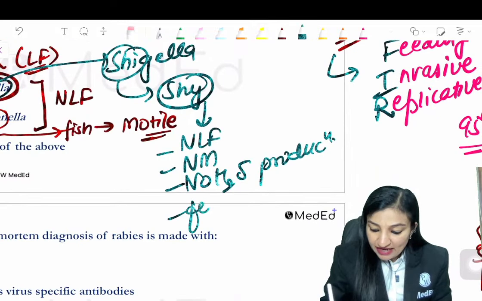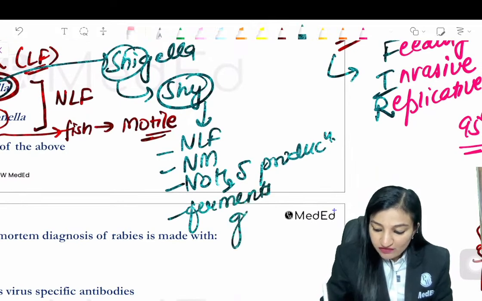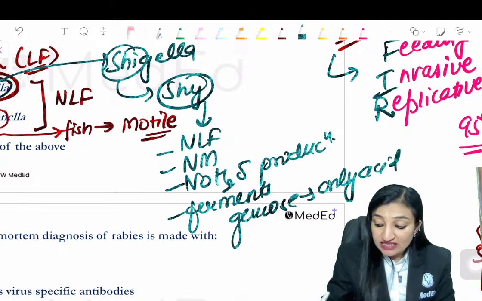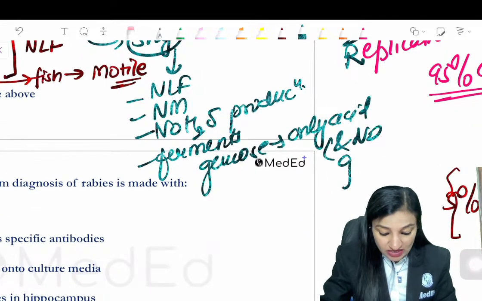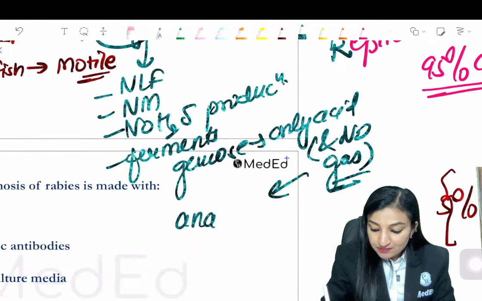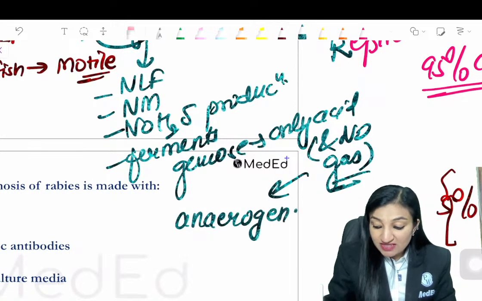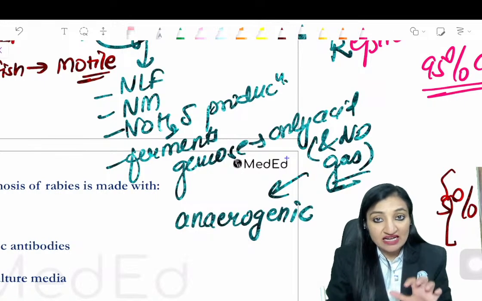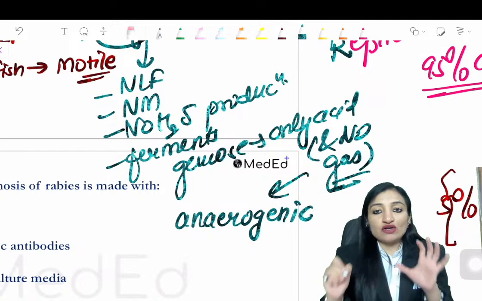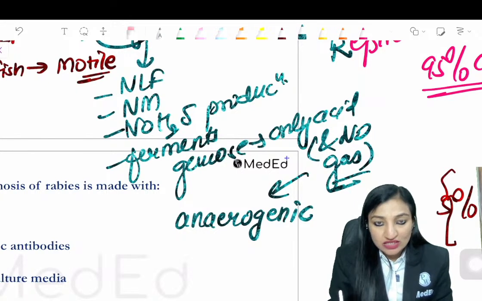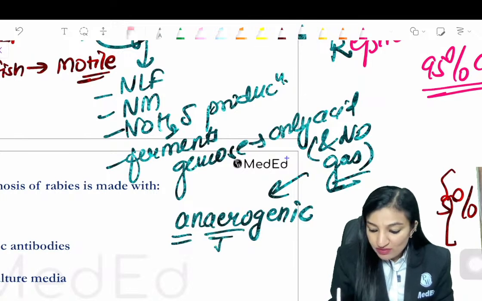And also, it ferments glucose producing only acid and no gas. Only acid and no gas. So it is said to be anaerogenic. Please do not confuse this word anaerogenic with anaerobic. Anaerobic is an organism which hates oxygen. What is anaerogenic? An means without, aero means air, and gen means to produce.